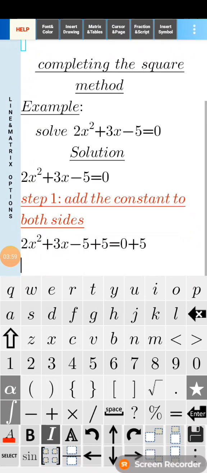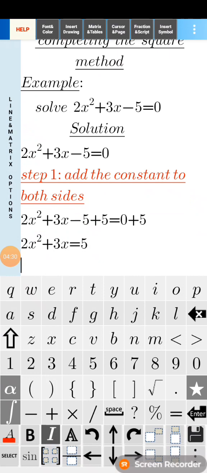Now we start the addition. So that would be 2x squared plus 3x. Now minus 5 plus 5 is 0. That means that area now is empty, so just put my equal sign. Then 0 plus 5 will give me 5. Now from this place, what do I do next? That's my next step.